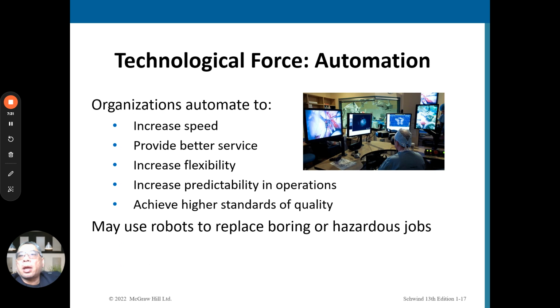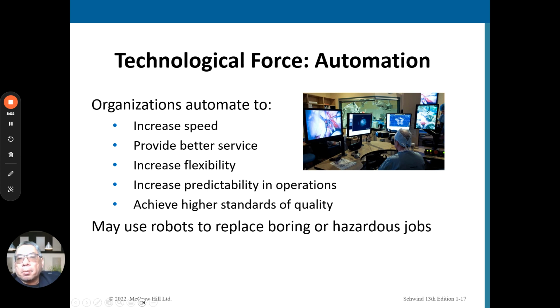Technology forces automation. It helps to automate in terms of increasing speed, providing better service, increasing flexibility, and increasing predictability in operation, and achieving higher standards of quality. We may use robots to replace boring or hazardous jobs. We have seen it many times. We're going to take a number of examples later on in the class. Automation is used in many manufacturing sectors, especially in cars.